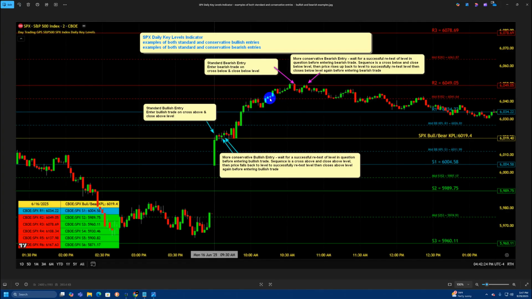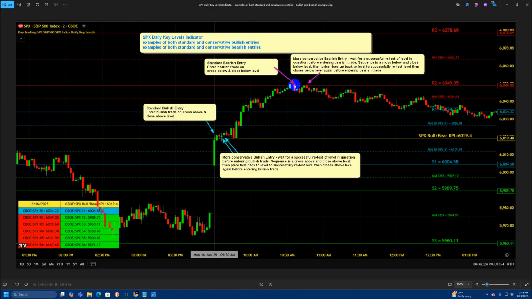Okay, now we'll look at a bearish entry. Your standard bearish entry, you enter a bearish trade on a cross below and close below a level. So here we have a cross below and close below the R2 level. You would enter a bearish trade on this cross below and close below if you were looking to take a trade off of the R2 level and you were open to bearish trades off of that level. This would be your signal to take the bearish trade on a standard bearish entry.